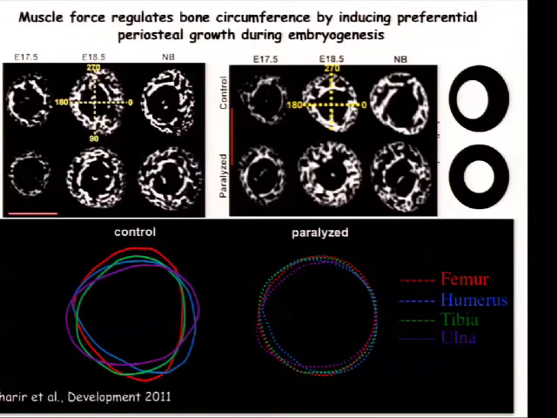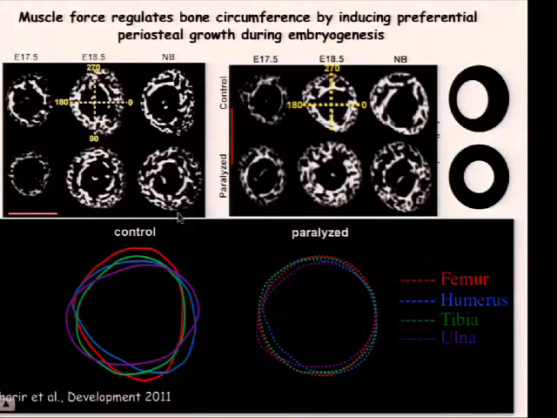What you can see here is the mid-shaft of two bones, femur and humerus. This is a control bone, and this is a paralyzed bone. As I showed you before, there is a very specific outline to the different bones at different stages, which is obviously not a circle. You can see that in the paralyzed one, you end up with very symmetric bones. Namely, the bones develop evenly in all directions.